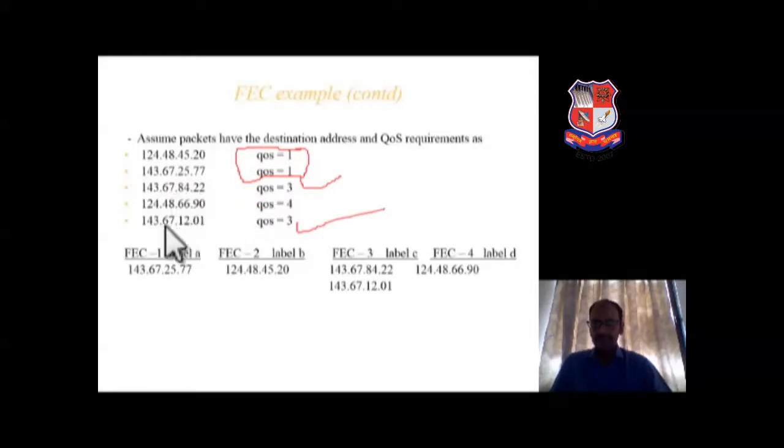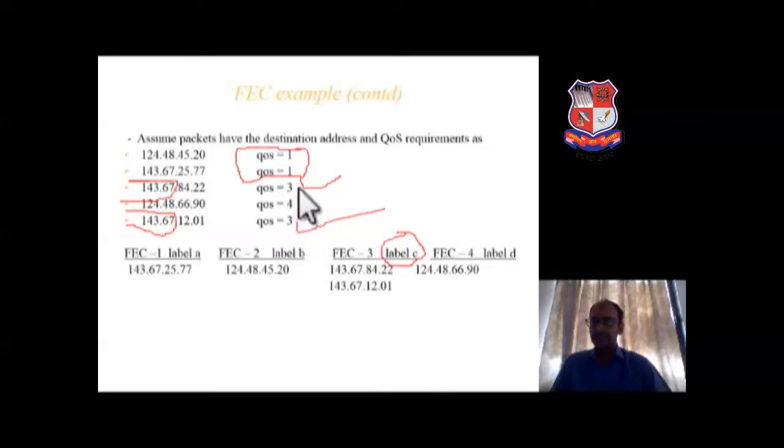143.67.84.22, 143.67.12.01. Here we can again look at that these two octets are similar, and also the QoS parameter is similar. So we are putting them in one common label. Look at this, we have given label C. This label C has been assigned to 143.67.84.22 and 143.67.12.01, a similar label.